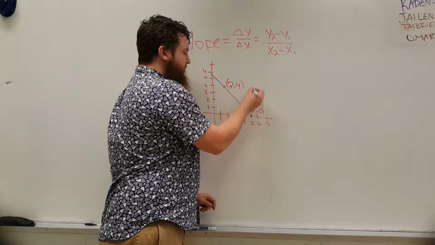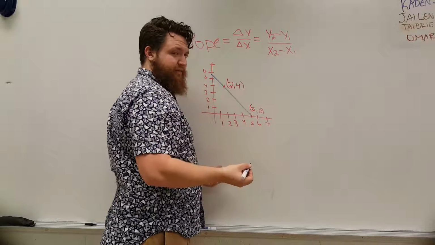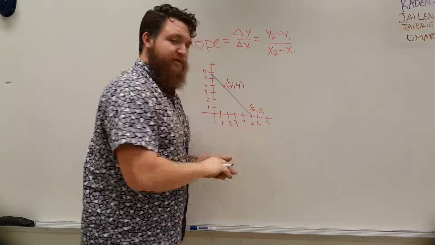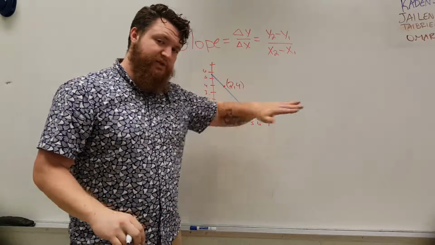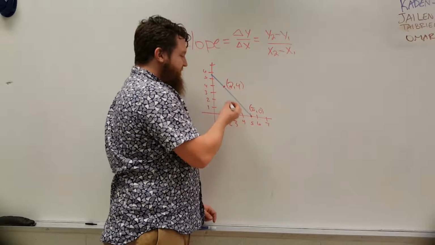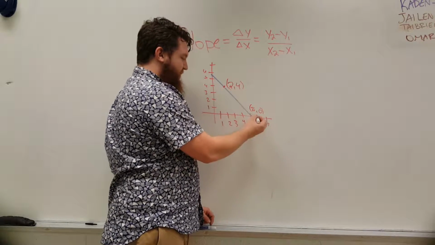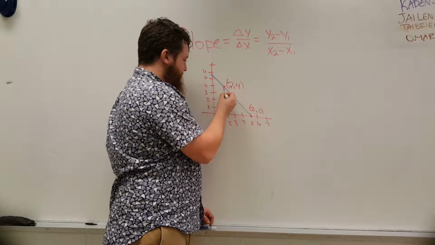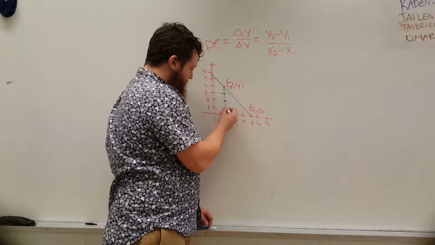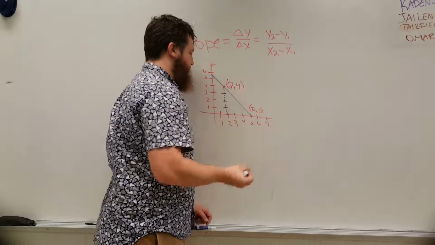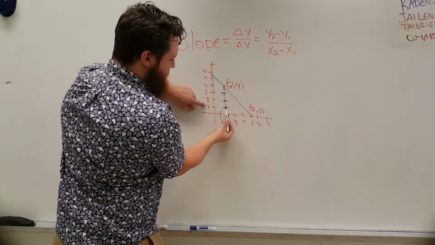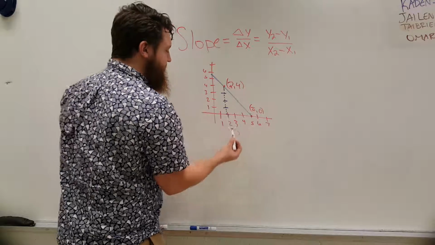Now I can go over and down, or I can go down and over. It doesn't matter. But since slope is change in y over change in x, the change in up and down over the change in left and right, let's go down first. How far do I need to go down before I go over? Well, let's see. I go down 1, 2, 3, 4. Okay. Now I'm right here.